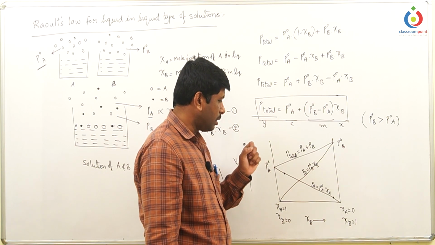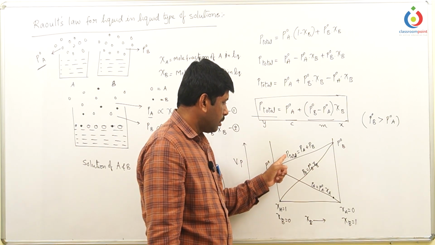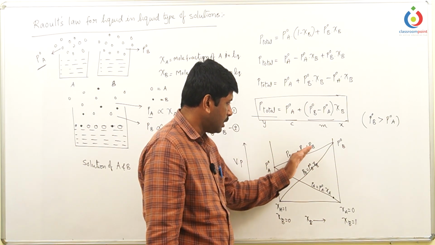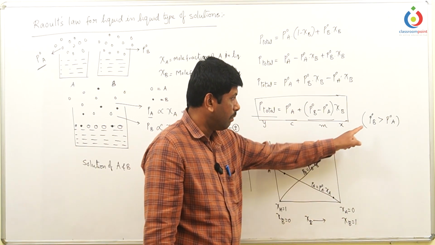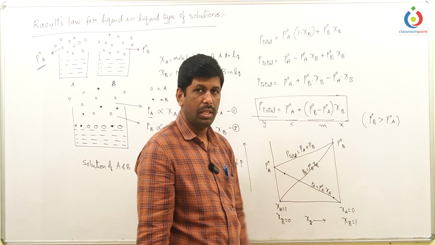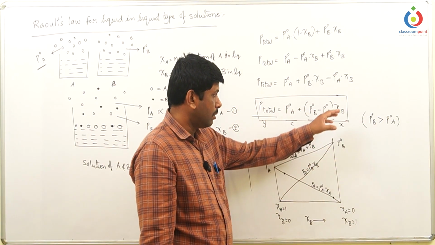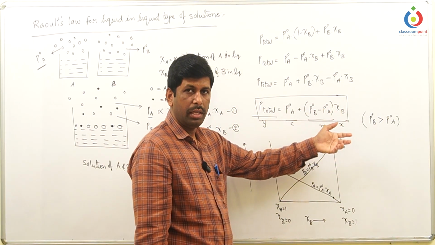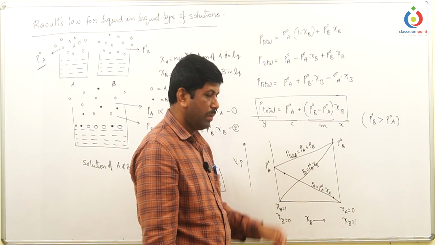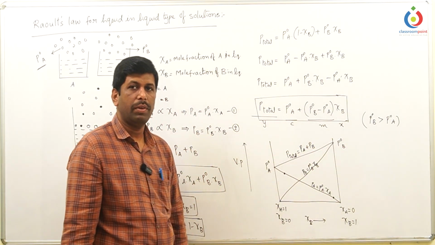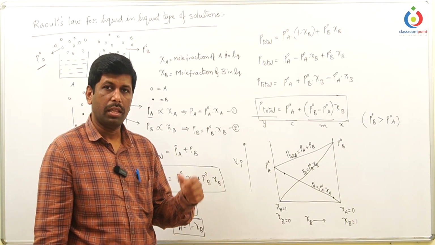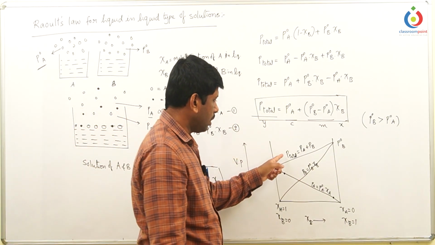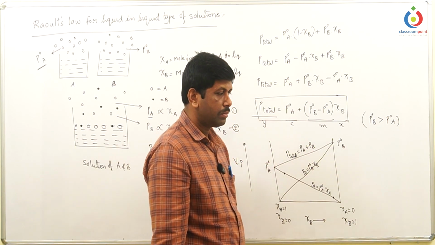How does it linearly vary with XA and XB? See, in terms of B, if you consider, total vapor pressure increases by increasing B. Why? Because here P naught B is more than P naught A. So B is more volatile than A. That means total vapor pressure always linearly varies with the compound that is more volatile than the other compound. So that's why total vapor pressure linearly varies.